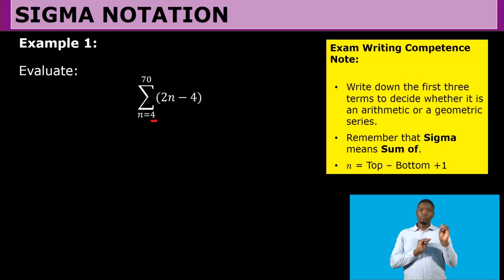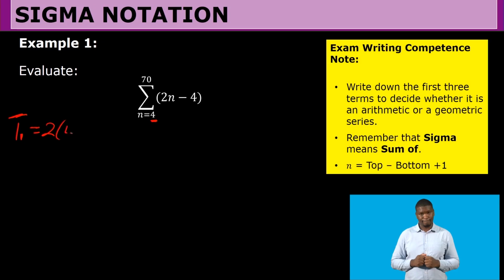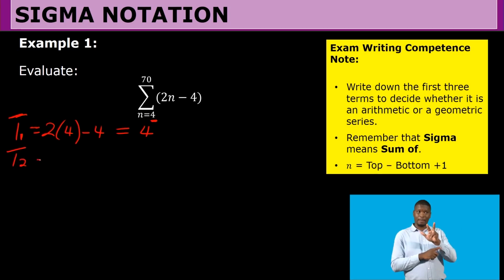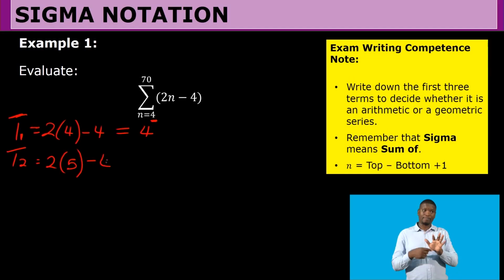Let's substitute those values. Remember, the first value that we are going to substitute is going to be the 4. So for us to get that first term, we say 2 multiplied by 4 minus 4, and of course that is going to give us a 4. So 2 multiplied by 4 is 8 minus 4, that's going to give us a 4. Term 2 is going to be 2 multiplied by 5. Remember, we are going to move according to the number line. So because we started at 4, we need to continue with the next number. So that is going to be 2 multiplied by 5, which is 10, and when we subtract 4, then we are going to get 6.